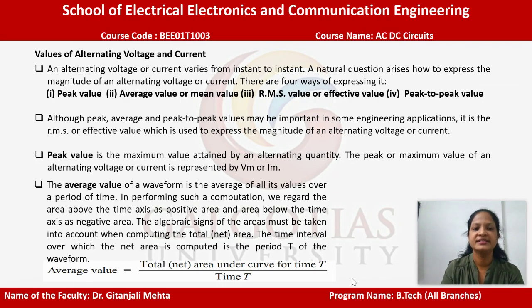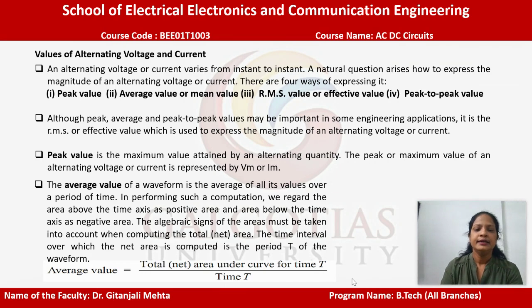So peak value is the maximum value attained by an alternating quantity. The peak or maximum value of an alternating voltage or current is represented by Vm or Im. The average value of a waveform is the average of all its values over a period of time. We regard the area above the time axis as positive area and the area below the time axis as the negative area. The algebraic signs of the areas must be taken into account when computing the total area.